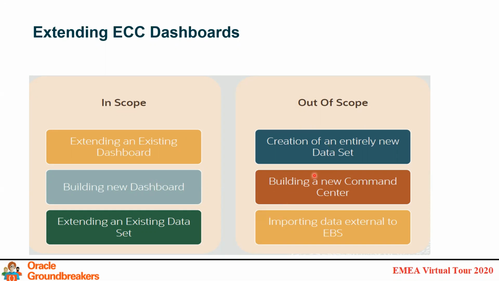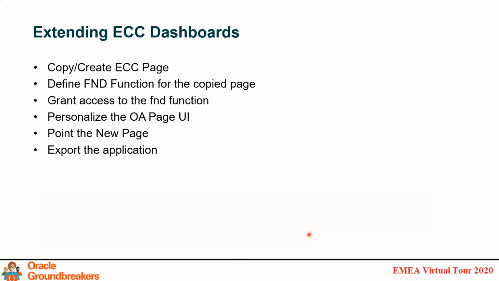And secondly, the ECC data comes only from Oracle EBS. You cannot point to an external Excel file or any other legacy system. And at a high level, I will explain how to extend the ECC dashboard. If you want to create a new dashboard, you first copy the ECC page, then you create an FND function. Then you grant access to that particular function.